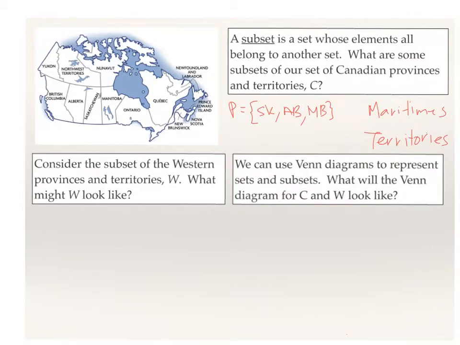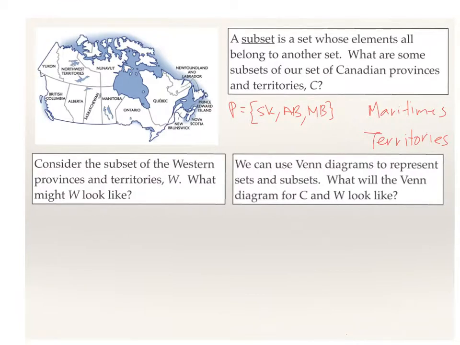It's any smaller set. I could even make up some set, like Central Canada. I guess that's not made up, people do talk about Central Canada. But we could say Central Canada, and by that I mean Ontario and Quebec, and that could be one. You can make up almost anything as long as all of them are part of our bigger list. Okay?